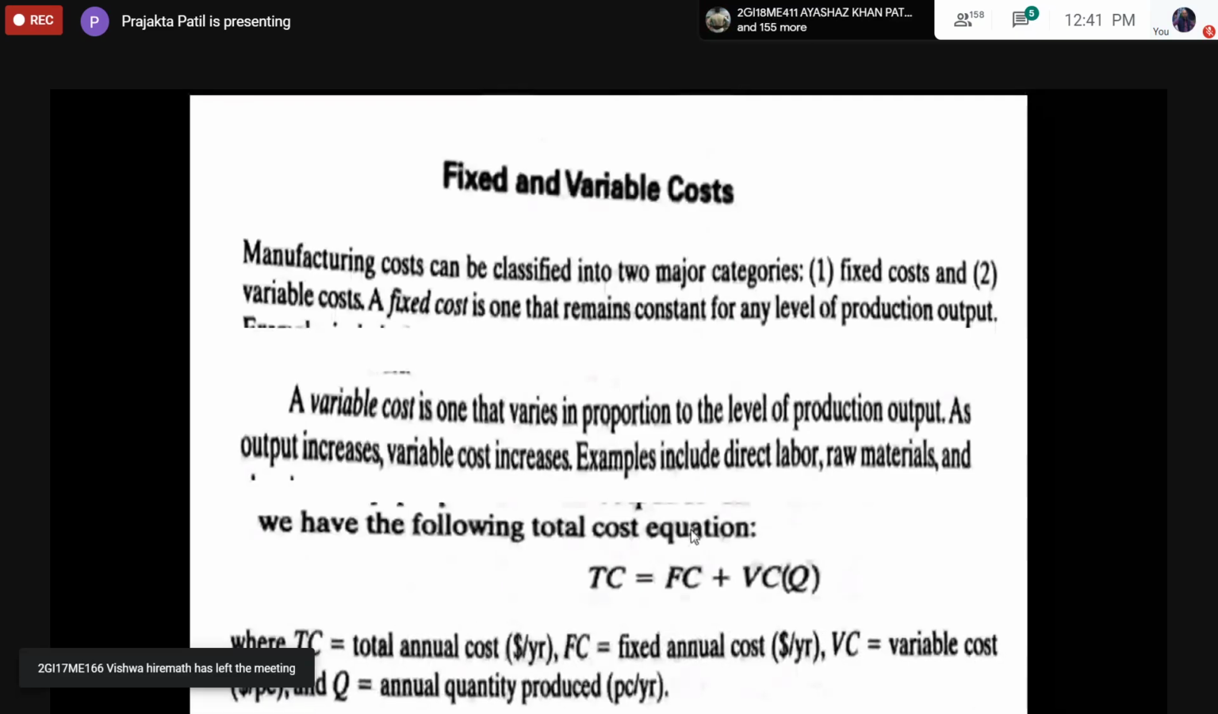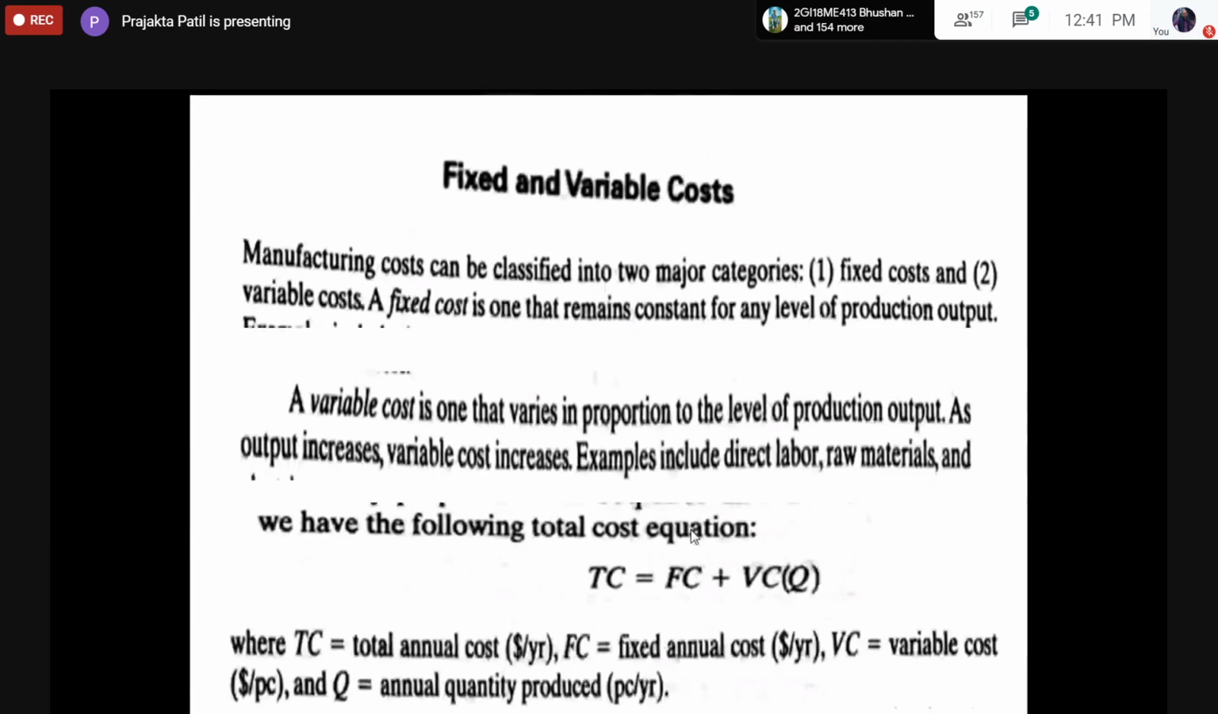As we are referring to a foreign author's book, all the amounts here are given in dollars. So dollars per year, you have fixed cost, that is the fixed annual cost, variable cost, that is the cost per piece, and Q, the quantity. That is the annual quantity produced. So all of these costs that we are talking about have a time frame of a year. So it's all calculated annually.